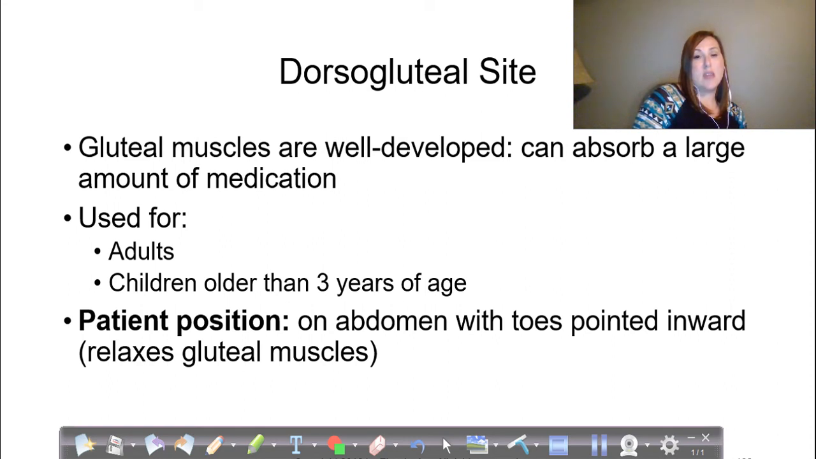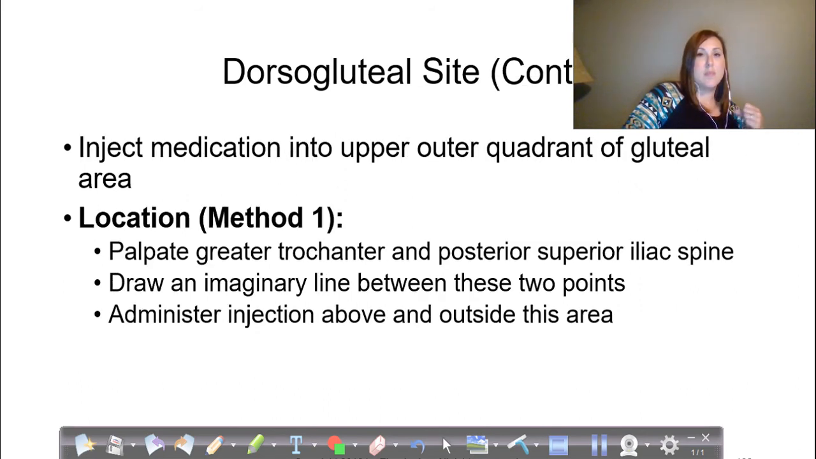It's best if they can be on their abdomen with their toes pointed inward. That relaxes those muscles. Patients who can't do that, I ask them to stand and bear weight on the opposite leg that I'm going to give the injection. That way their muscle is nice and relaxed. You're going to inject the medication into the upper outer quadrant of the gluteal area.